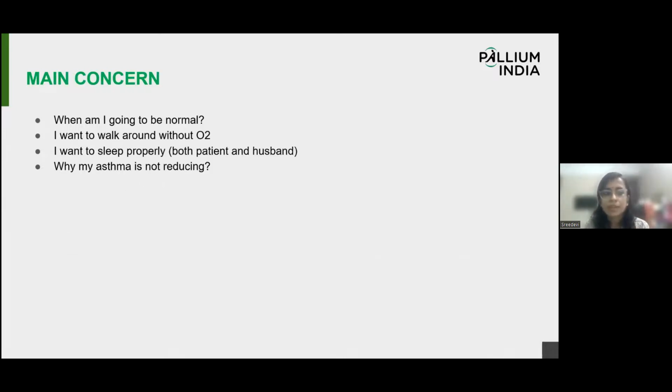So these were the main concerns. When am I going to be normal without these prongs and stuff? When can I walk around? I'm literally bedbound now. I want to walk around without oxygen. I want to sleep properly. Not just the patient, even the husband told me that we want to sleep properly at some point in time. And she kept asking why my asthma is not reducing. People use inhalers and their asthma gets cured, but my asthma is not reducing.